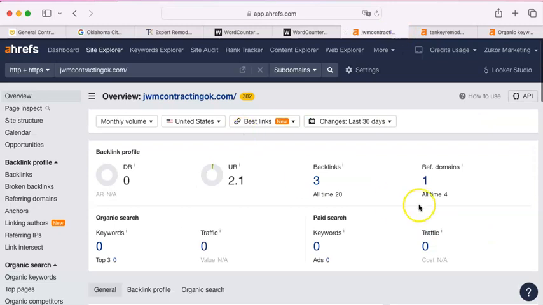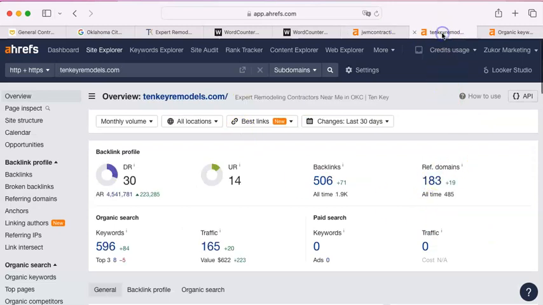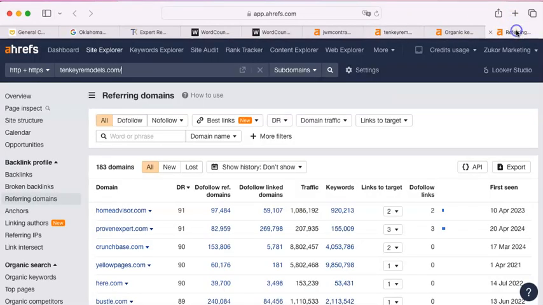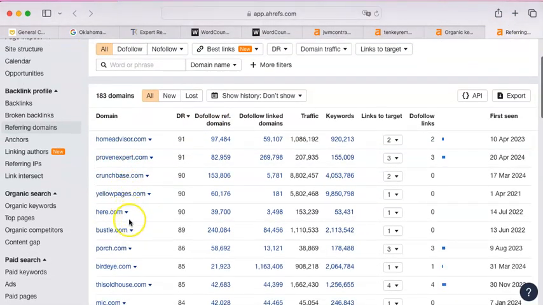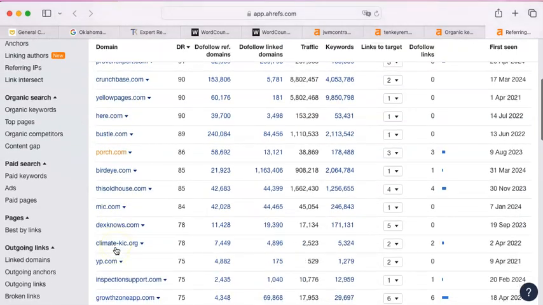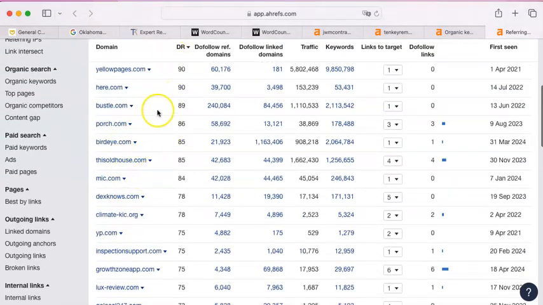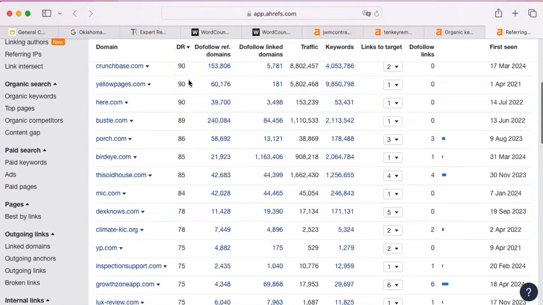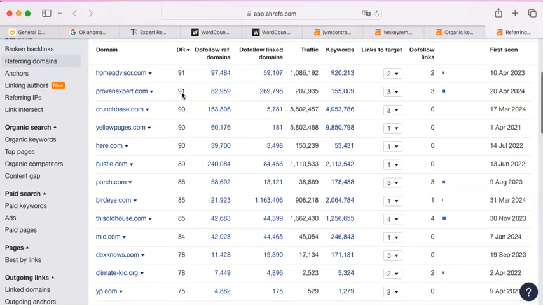But you want to have more than one. This is what 10 Key Remodels have. They have 183, so a bit more than the one. But again, this handy tool of mine shows me what those sites are: Home Advisor, Proven Expert, Yellow Pages, Here.com, Porch.com, This Old House. All of these are simple enough to get on, and you want anything that is rated 70 and above.